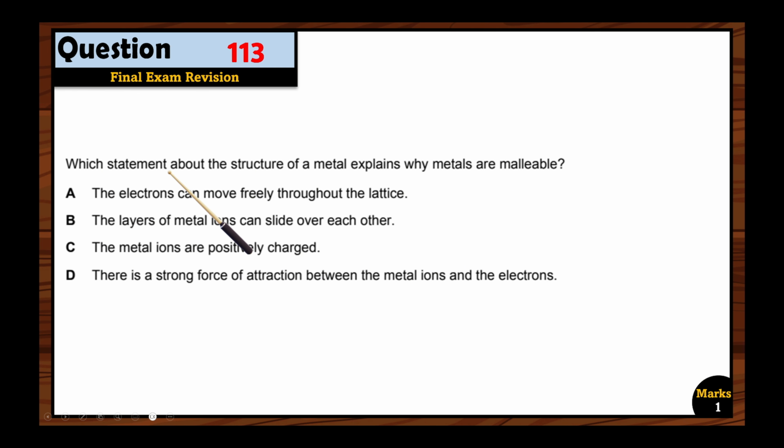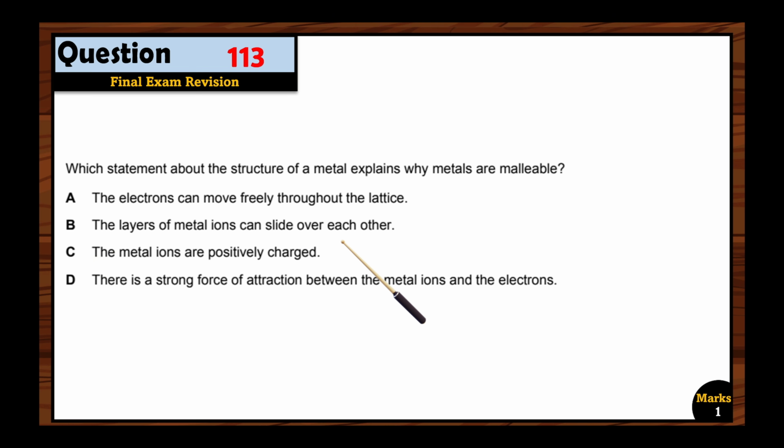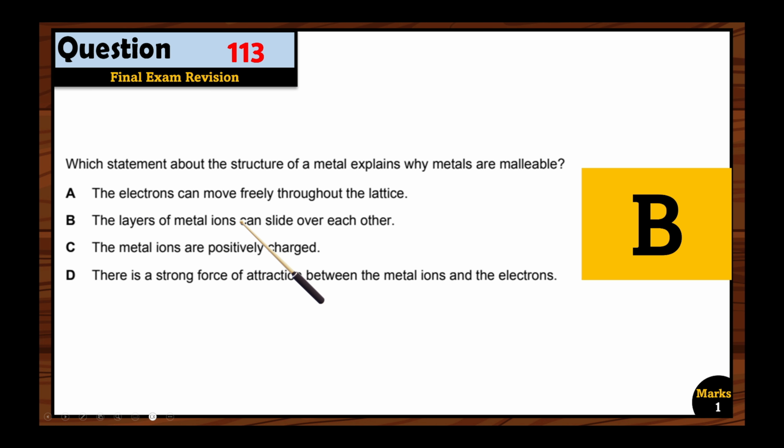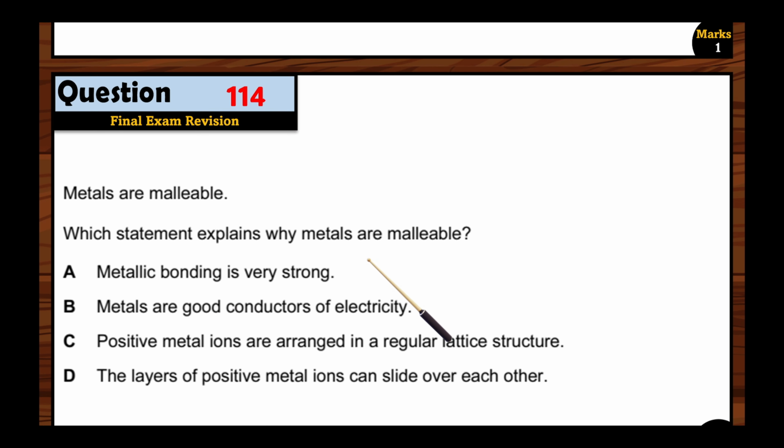Question 113. Which statement about the structure of a metal explains why metals are malleable? Again, the same question. So we have to find where we can see the layers of metal ions can slide over each other. Again, option B is right. So the layers of the metal ions can slide over each other.